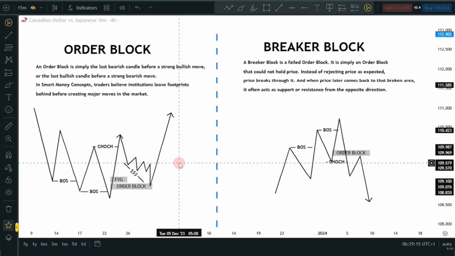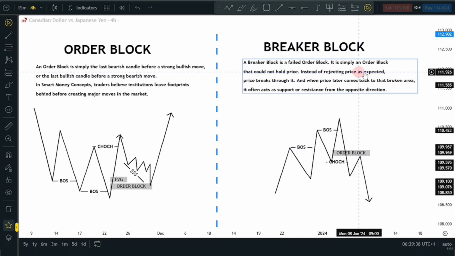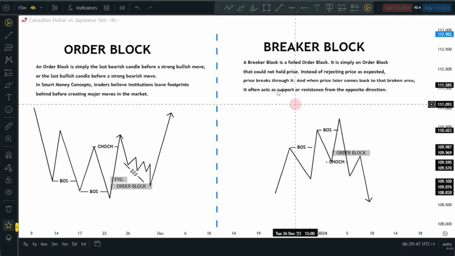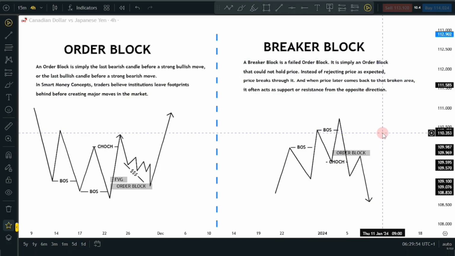Let me quickly explain what a breaker block is as well. A breaker block is a failed order block. That is, when an order block has failed, it now forms a breaker block. So what do I mean by that? It is simply an order block that could not hold price. Instead of rejecting price as expected, price breaks through it, and when price later comes back to that broken area, it often acts as support or resistance from the opposite direction. It depends, either it's a buy trade or a sell trade.